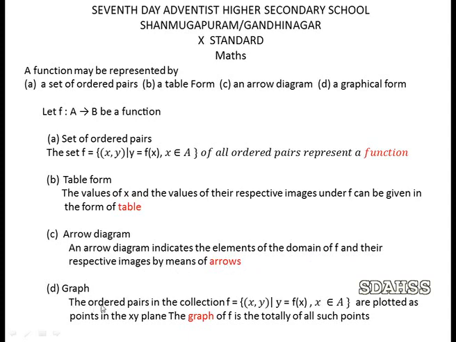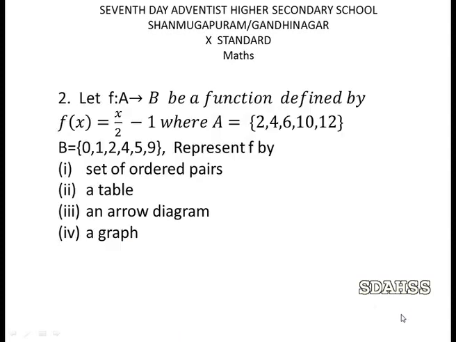Graph. The ordered pairs in the collection f equal to the set of all (x, y) such that y is equal to f(x), x belongs to A, are plotted as points in the xy plane. The graph of f is the totality of all such points.